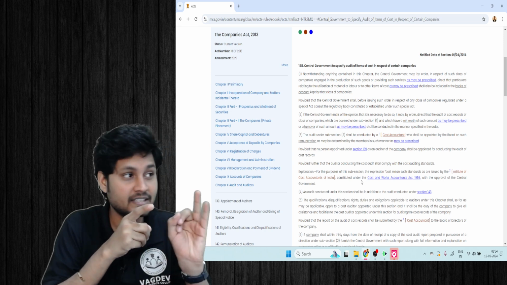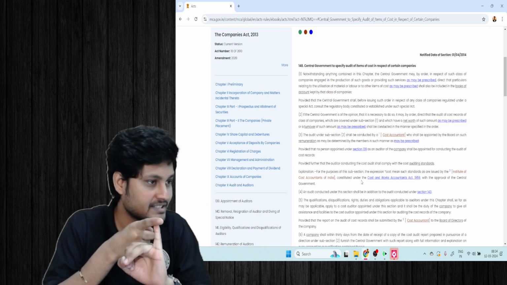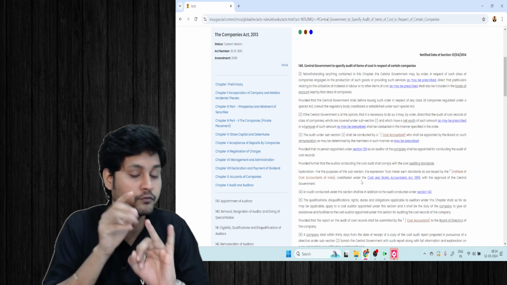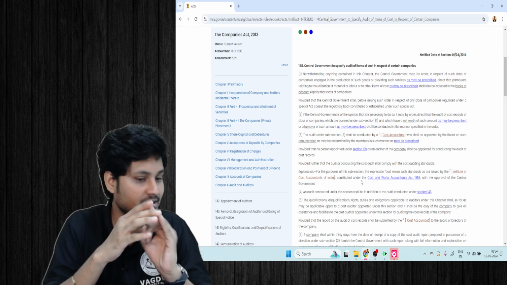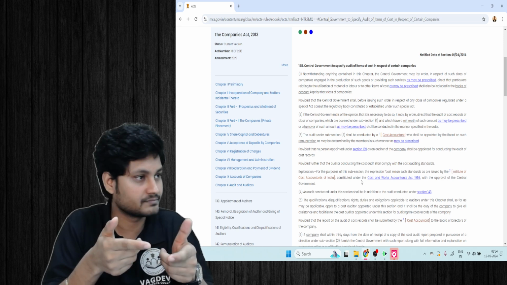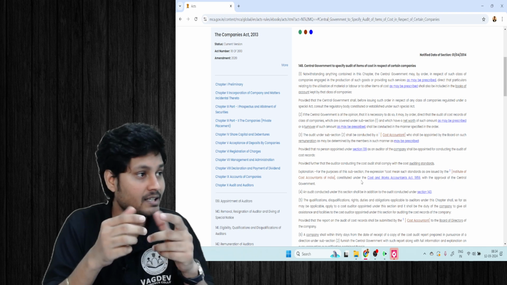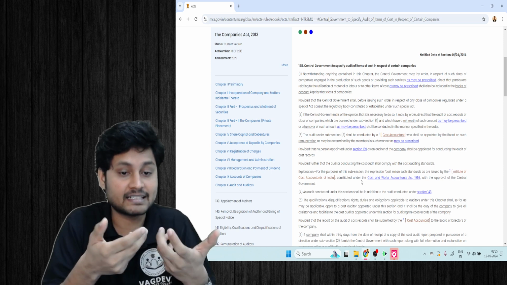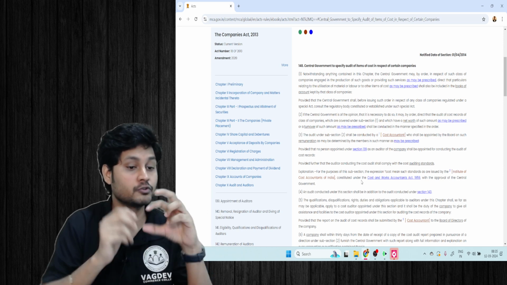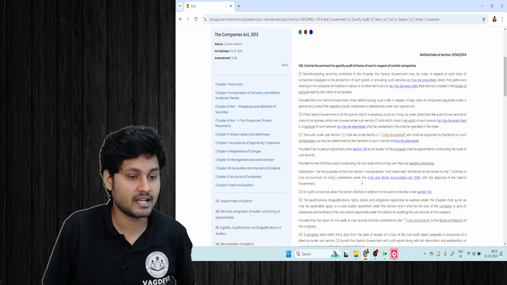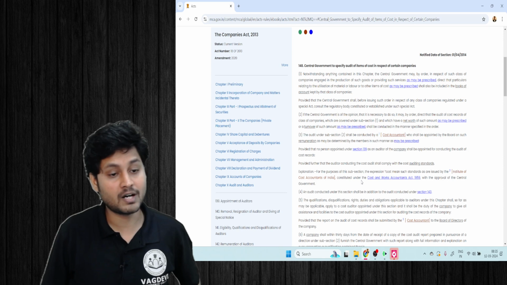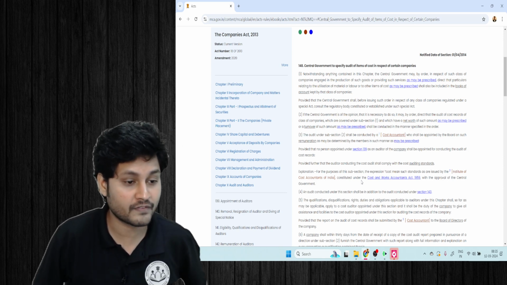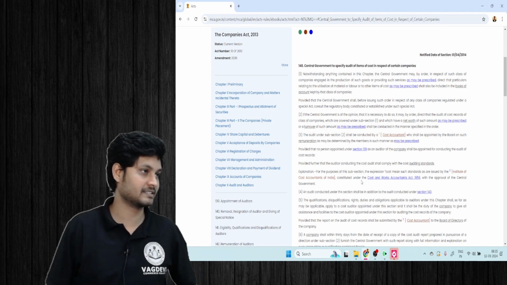So trading activity is not there. Either you may be manufacturing or you may be a service provider, and for those kinds of persons, central government may order. What can be ordered? Central government may direct that particulars relating to utilization of materials or labor or other items of cost shall be included in the books of accounts kept by that class of companies.